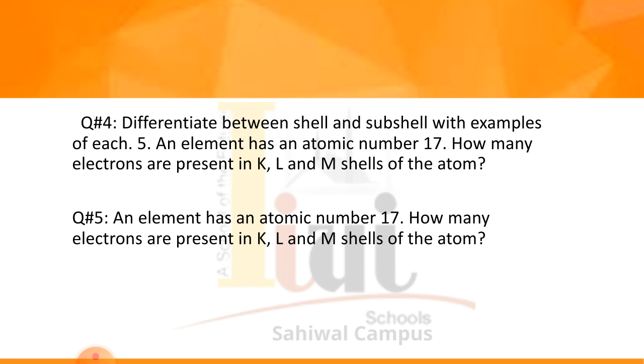Question number 5. An atom has an atomic number 17. How many electrons are present in K, L, and M shell of the atom? So question number 5 is that an element has an atomic number 17. How many electrons are present in its K, L, and M shell?